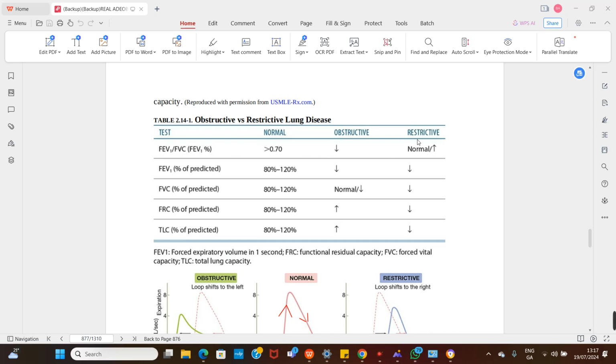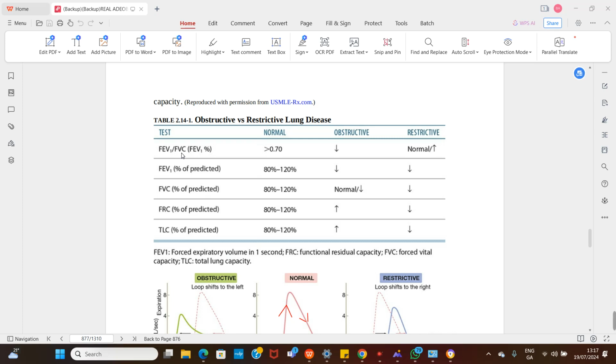Now, in restrictive lung disease, your FEV1 is low, your FVC is low. But sometimes you can have your FVC lower than your FEV1, or your FEV1 greater than your FVC. So sometimes you can have an increased ratio, but it will never be less than 0.7. In restrictive, it is either normal or it is increased.